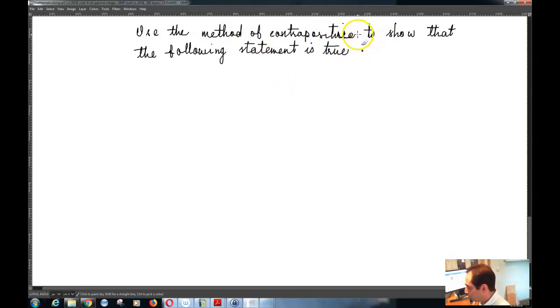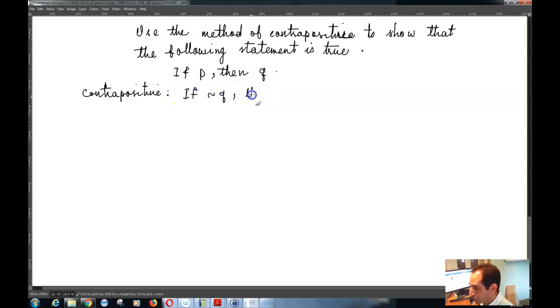So the method of contrapositive, basically you have if P then Q. If you want to use the method of contrapositive to show that this is true, to prove this to be true, you need to show that if not Q, then not P. If not Q, then not P. Okay?